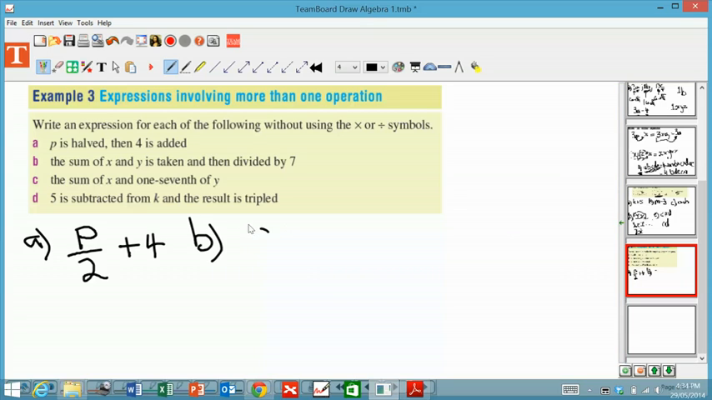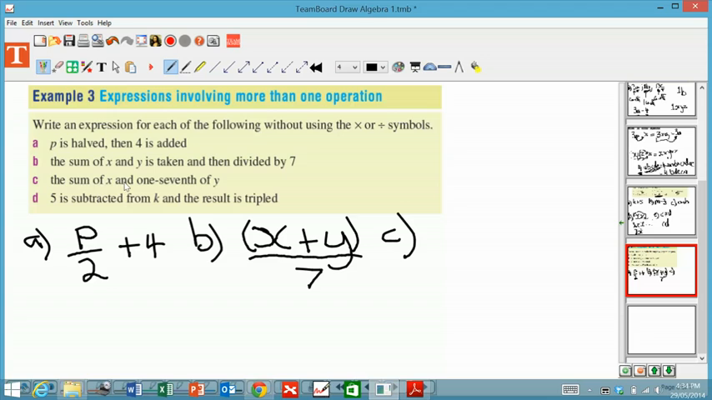The sum of x and y is taken. So sum means we're adding. So the sum of x and y is taken, then divided by 7. So we've got to add those two together and then we divide by 7. So it's x plus y. I might want to put them in brackets as well, just to clarify that I've got to add those guys together, then I divide by 7. Okay, so the sum of x and y is taken first, we add them, then we divide by 7. So that's what it looks like.